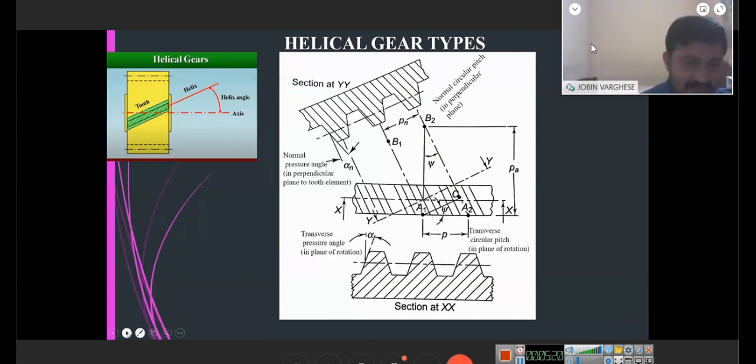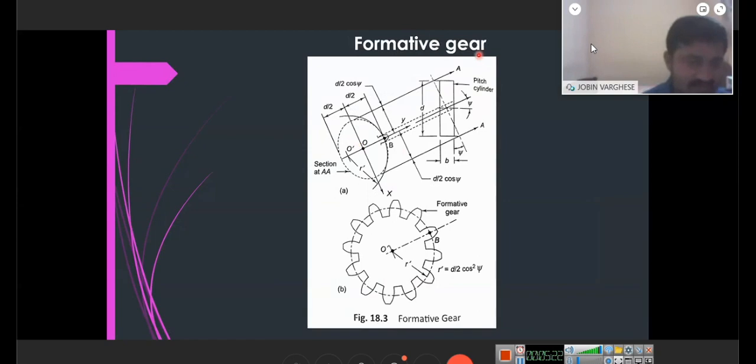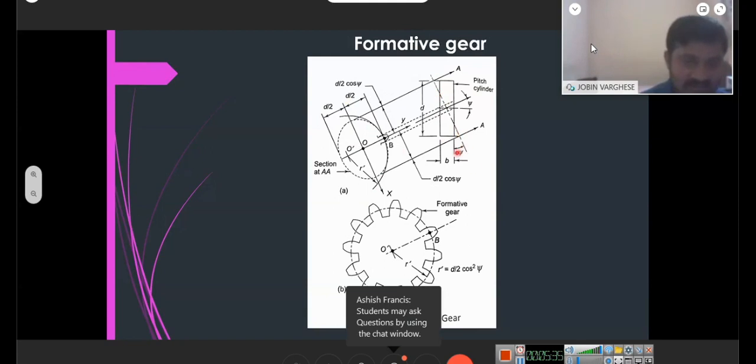Next is another one called a formative gear. This is another concept where we know the spur gear is well defined with all the equations and design. The major thing is this is the pitch circle. What we are doing is cutting with a plane that is at the angle of psi, that is the helix angle.